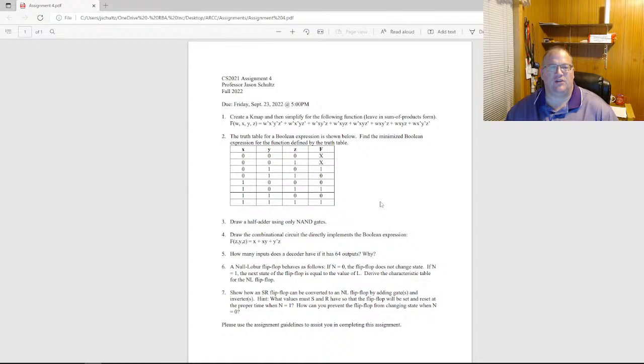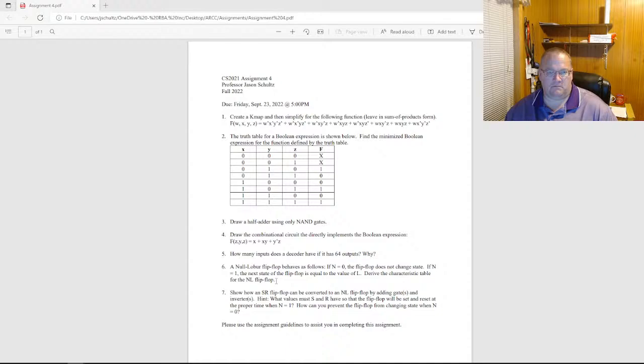So then the next question, the very last question here, was on number six. The question is, will I be going over what an NL flip-flop is? And the answer is no. I'm giving you its behavior. There's two inputs, an N and an L. When N is 0, the flip-flop doesn't change. When N is 1, then it will change to whatever value is on L, the next state of the flip-flop.